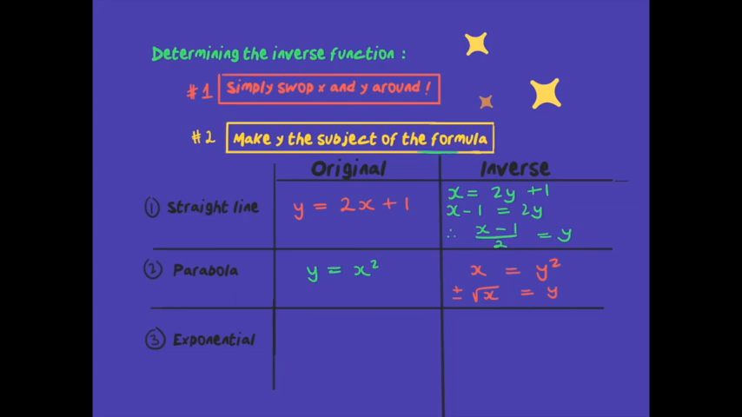With an exponential function, again, let's just pick something like y is equal to 2 to the power of x. Step 1, simply swap x and y around. So x will be equal to 2 to the power of y. Now, we know here that since the bases aren't the same on either side, we can't solve for y using exponential equations, but we need to use logs. So therefore, y will be equal to log base 2 of x.